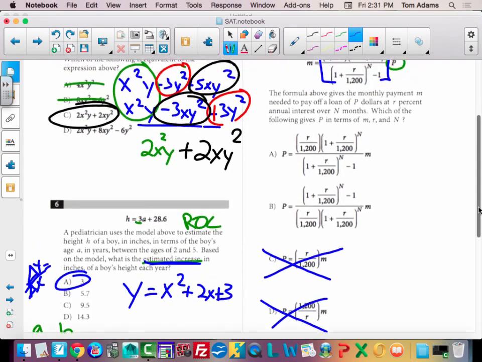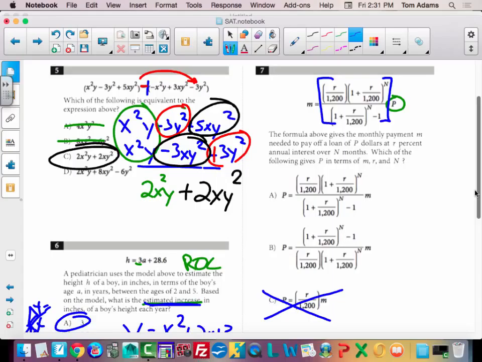Well, first of all, it asks in terms of M, R, and N. So you can probably cross C and D out. What she's saying is, look, it says in terms of M, R, and N, and if you look at C and D, they're missing some of those variables. That's a pretty good guess. If you thought that was the answer, you might want to do the math and double check it, but 99% of the time you're right.